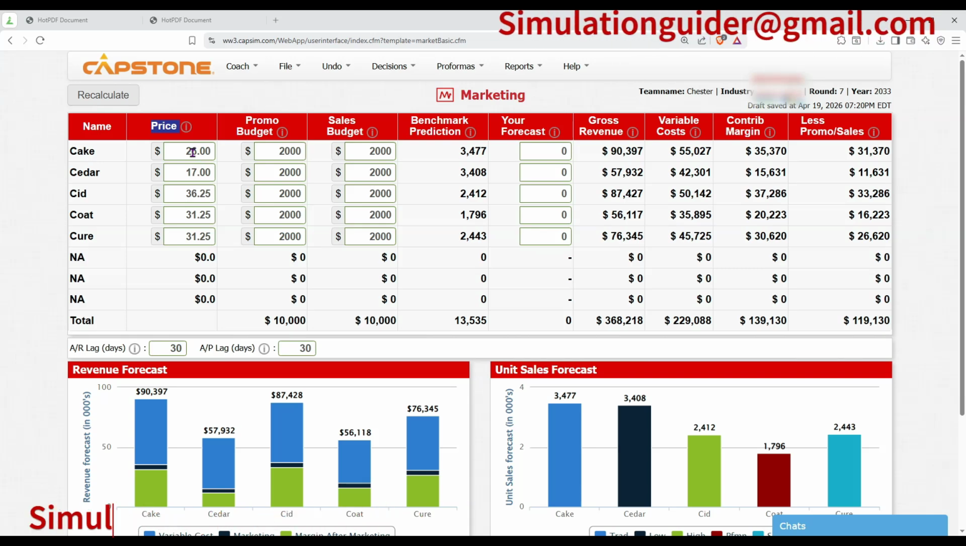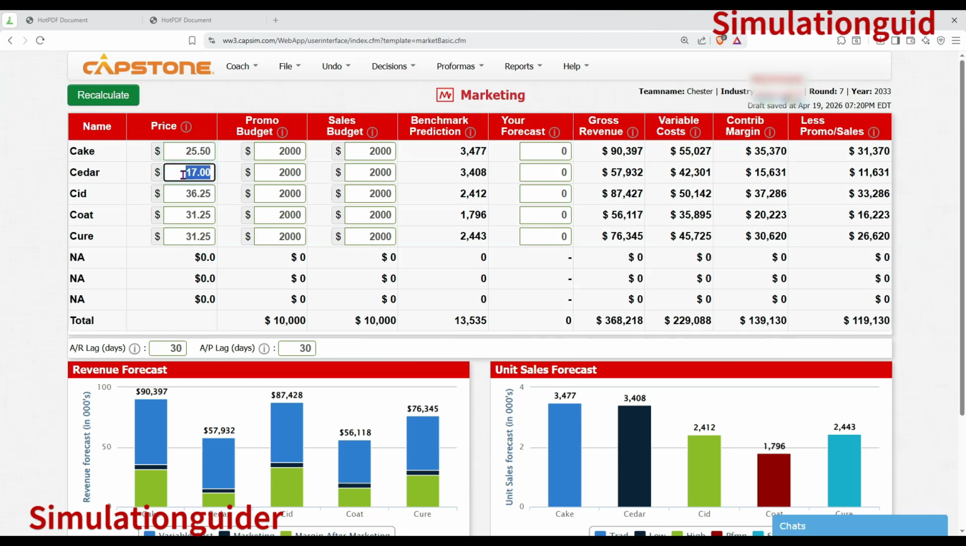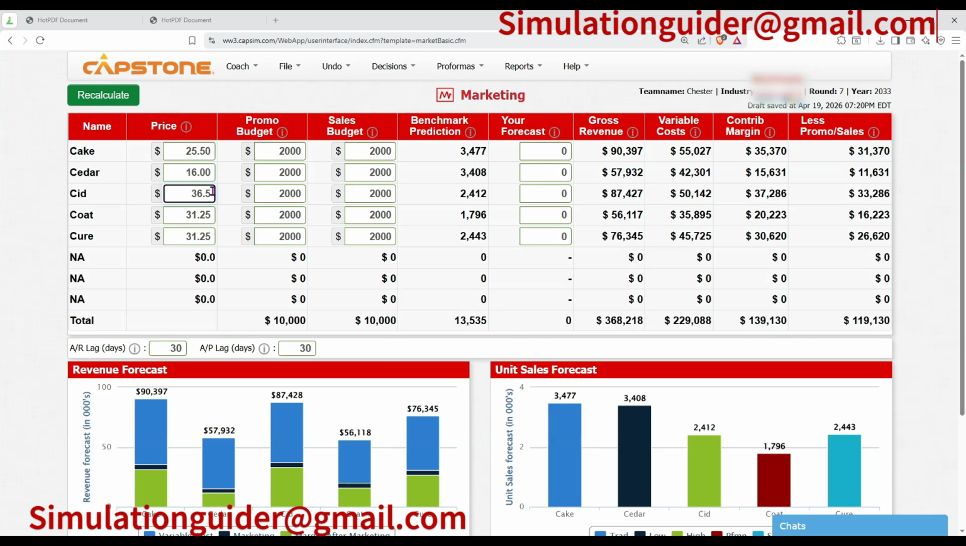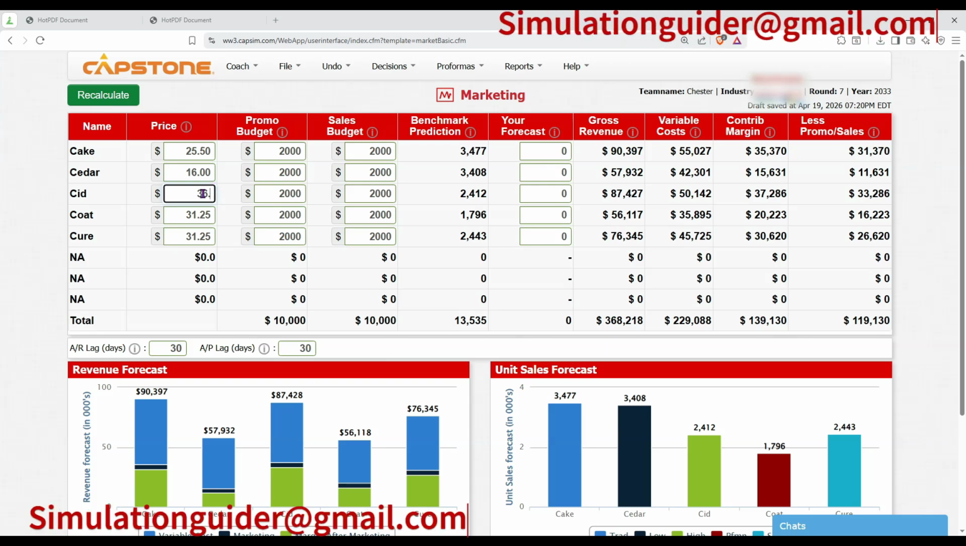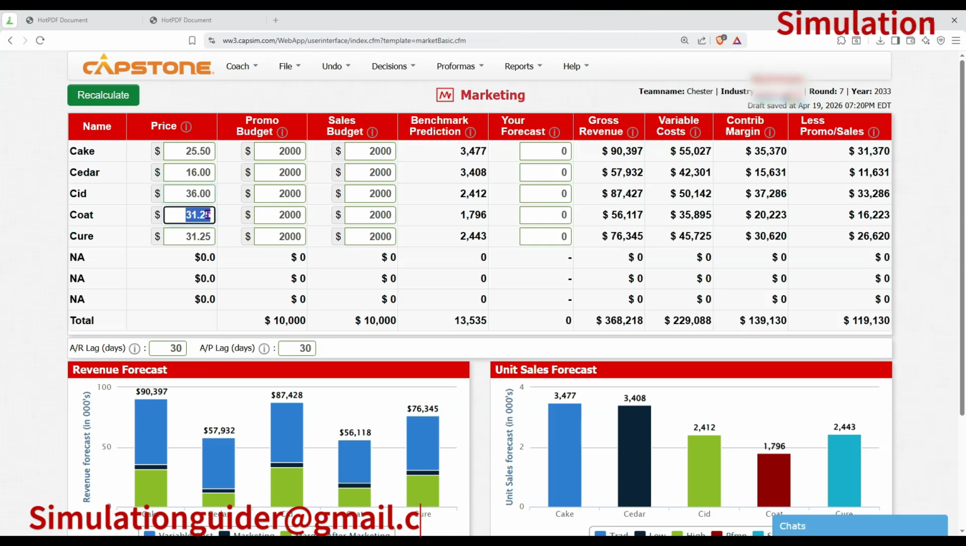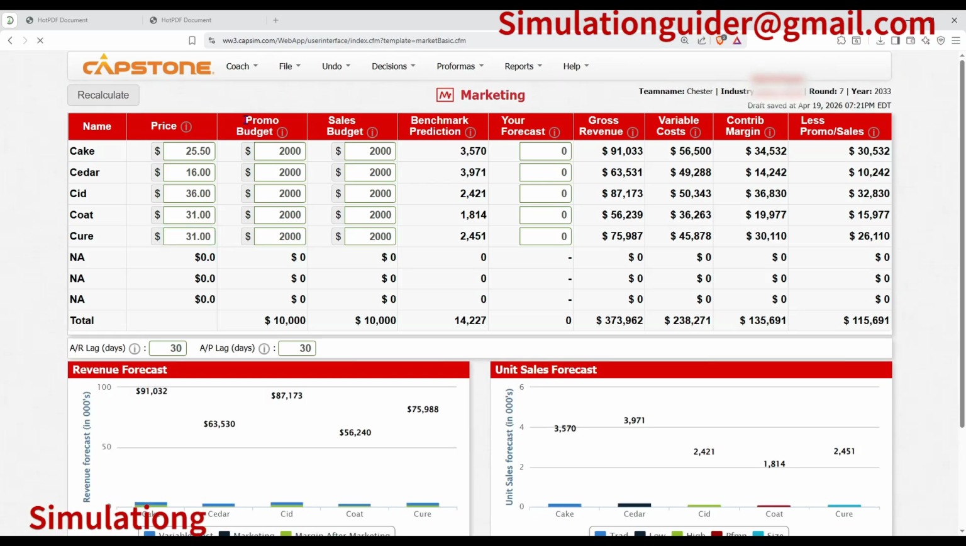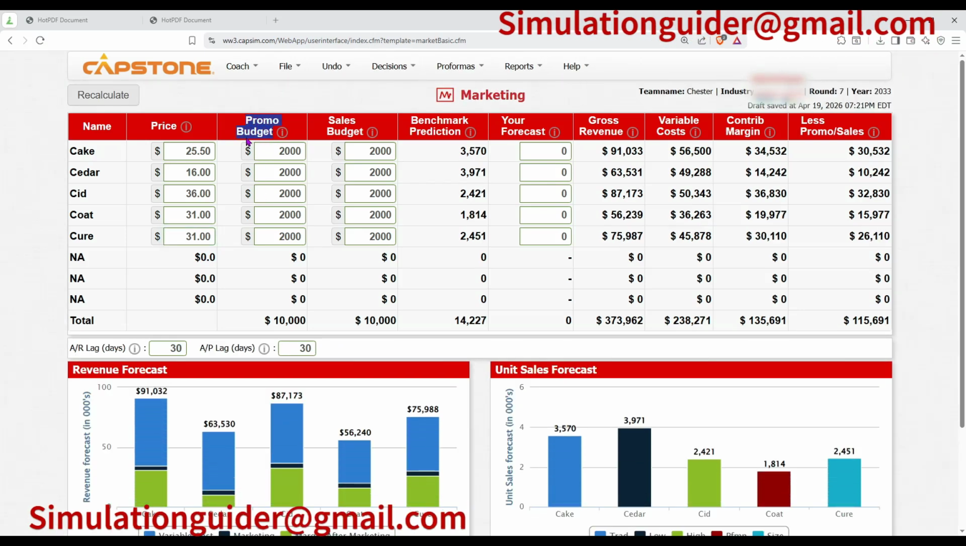For the first one, I'm going to use around 25.50 because people reduce their prices. That's for cake. For cedar, I'm going to give it around 16. For seed, I'll give it around 36. For COT, I'll give it around 31. And lastly, for Q, again, I'll give it around 31. Then I can calculate.